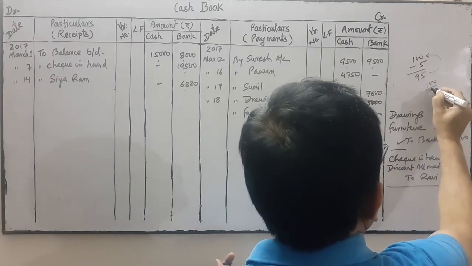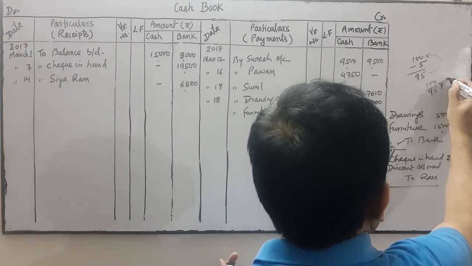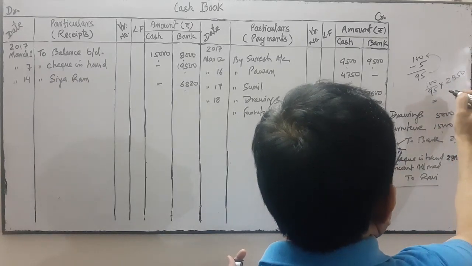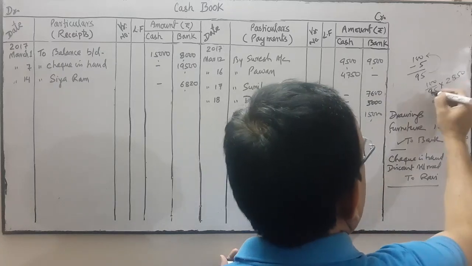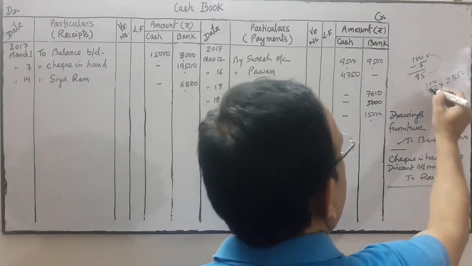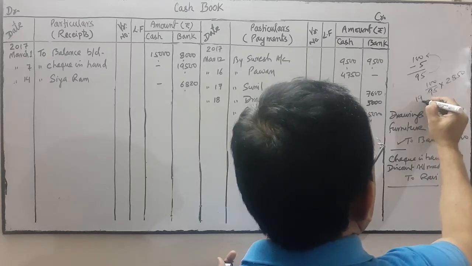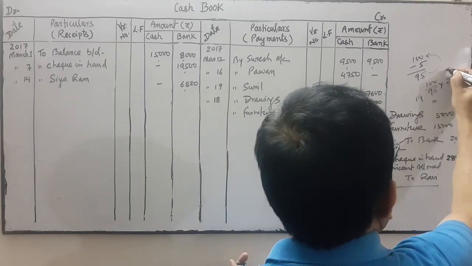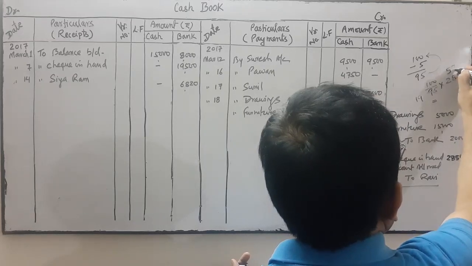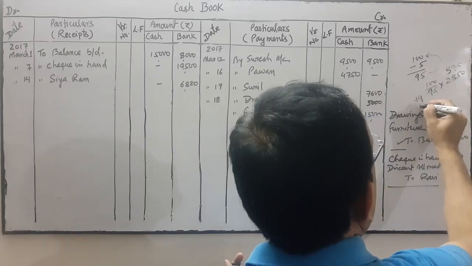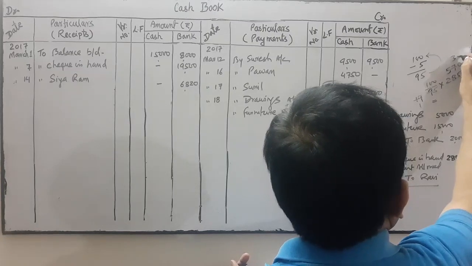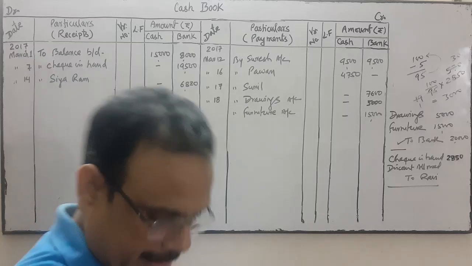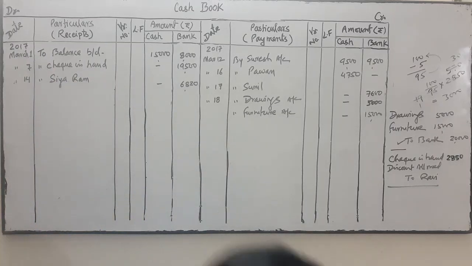So we have to find out this amount: 100 upon 95 into 2,850. Okay, 100 upon 95 into 2,850. So it is 19, 570, 30, it means it is 3,000.